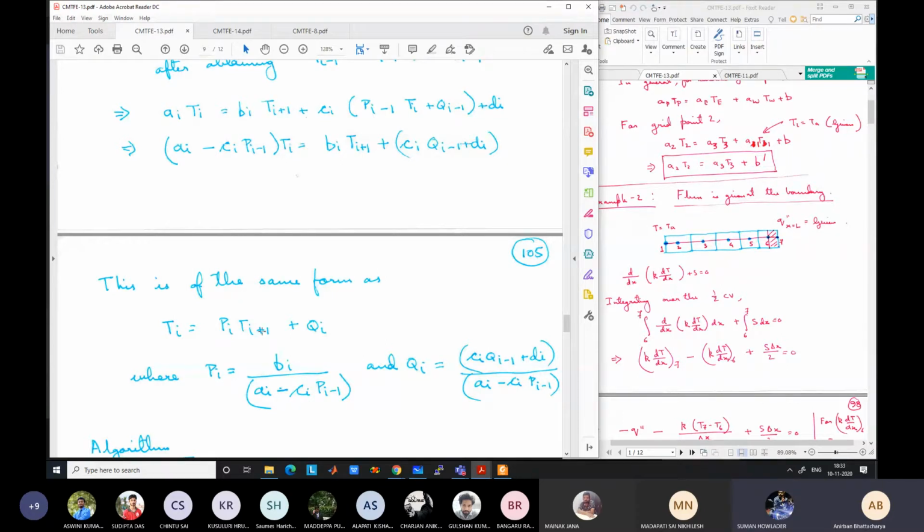Yes, so we will write the equation for Pi plus 1 and Qi plus 1. It will become equal to Bi plus 1 by Ai plus 1 minus Ci plus 1 Pi, and this will be Ci plus 1 Qi plus Di by Ai plus 1 minus Ci plus 1 Pi. So Pi and Qi will be known, so we will find Pi plus 1 and Qi plus 1.